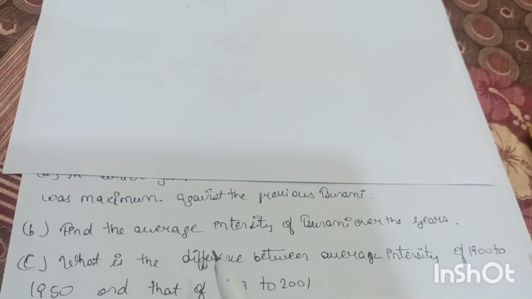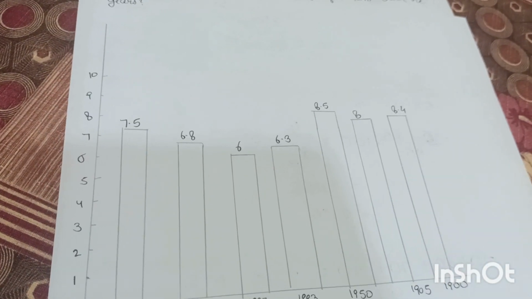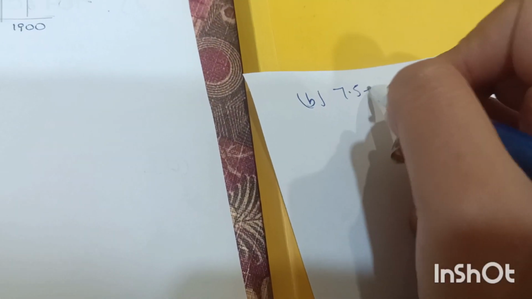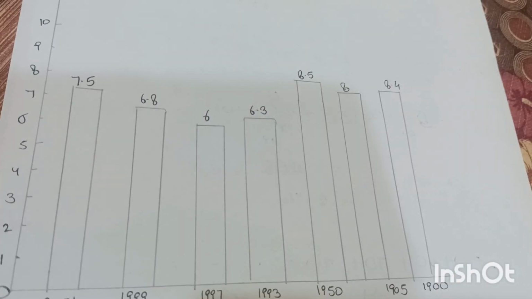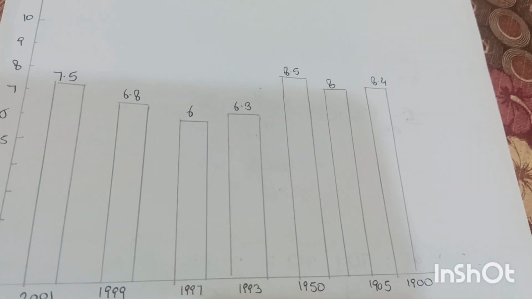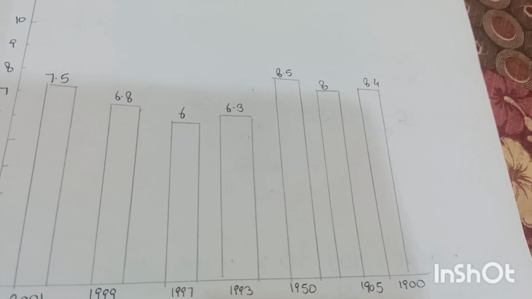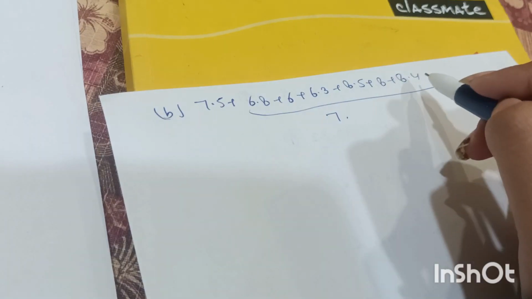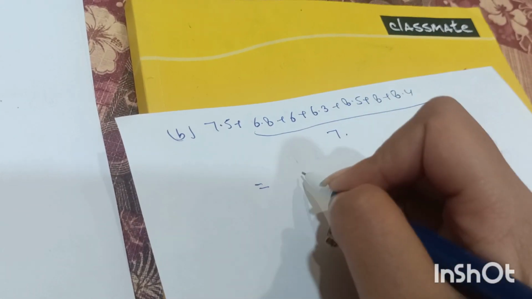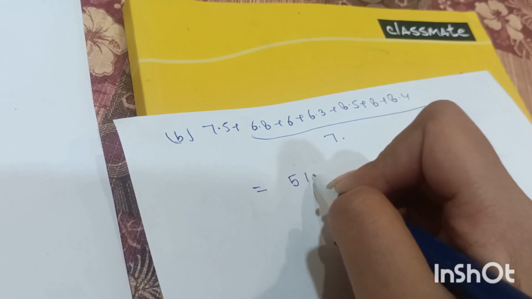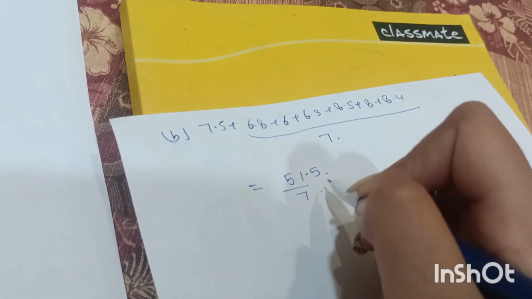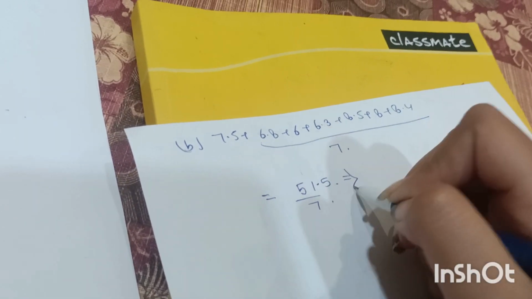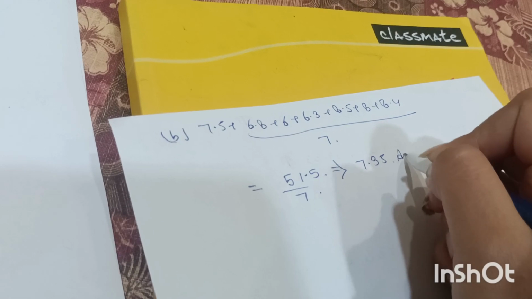Now for finding the average intensity, you have to add all of these. You can do it like this: 7.5 plus 6.8 plus 6 plus 6.3 plus 8.5 plus 8 plus 8.4, upon 7. After solving it out you will get 51.5 upon 7. When you cancel it out you will get the value as 7.35, and this is the answer.